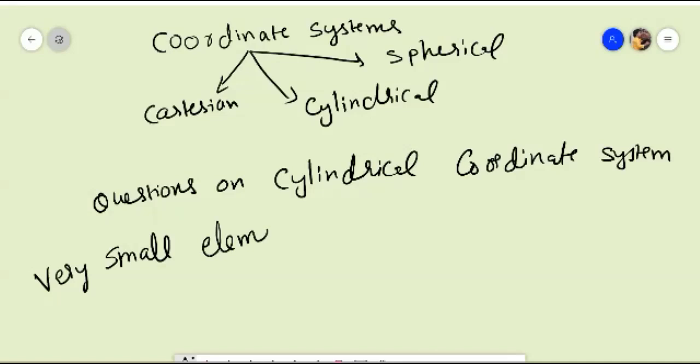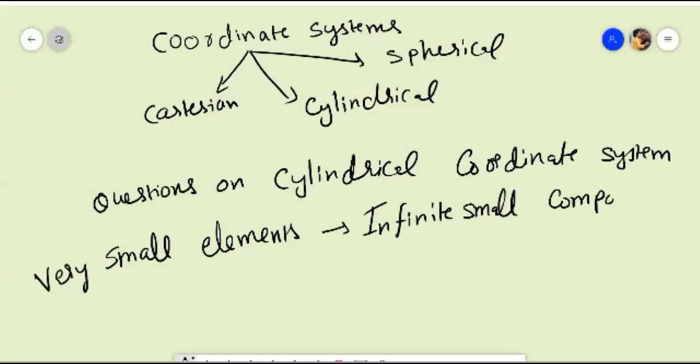which are also called infinitesimal elements, or infinitesimal components. Okay, so we shall try to define that.